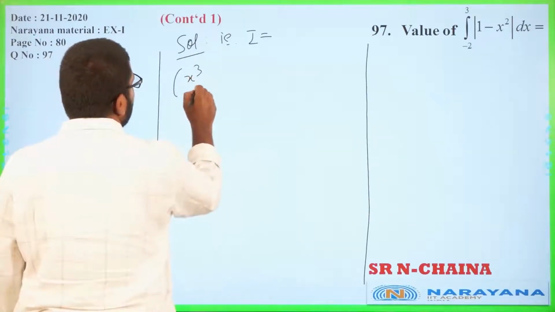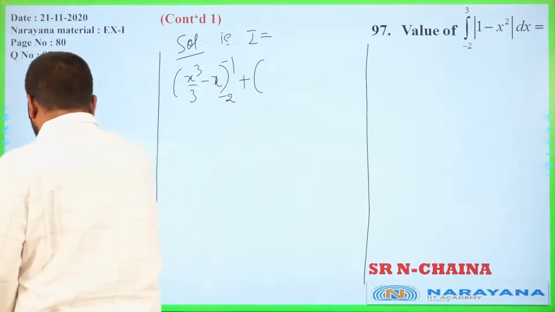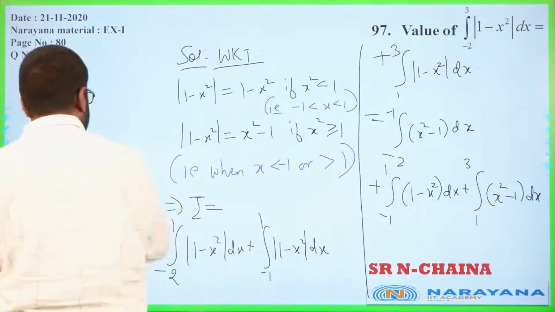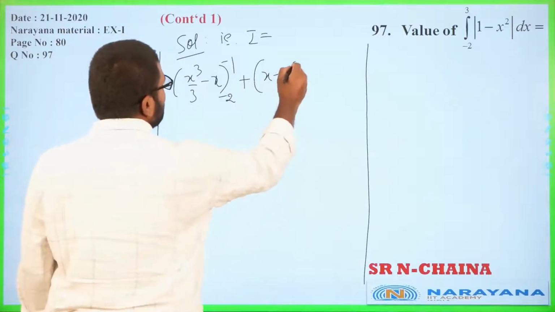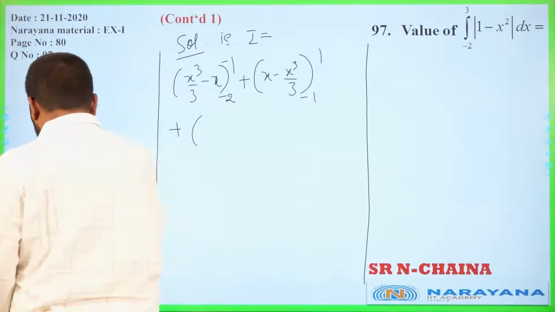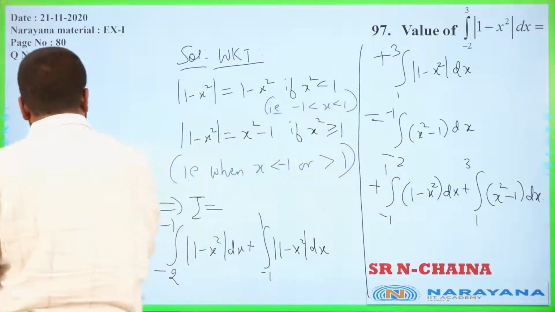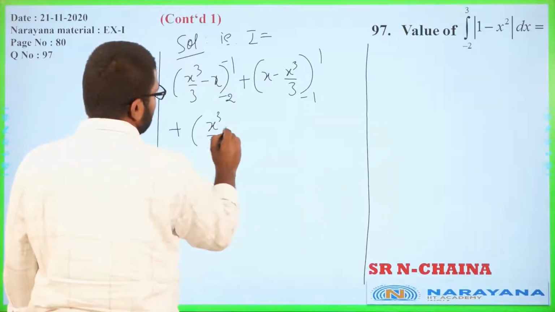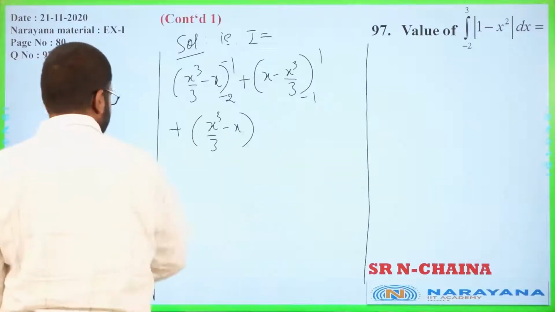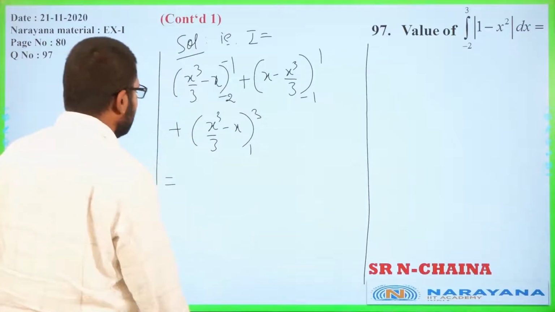So x cube by 3 minus x from minus 2 to minus 1, plus this time the integral of 1 minus x square, so x minus x cube by 3 from minus 1 to 1, and then from 1 to 3, x cube by 3 minus x. So slowly and carefully let us substitute everything.